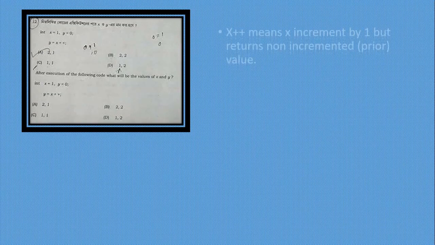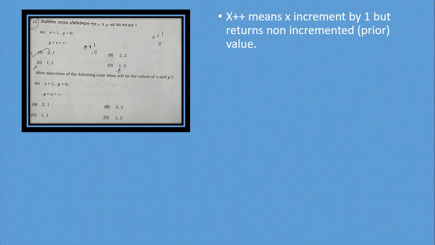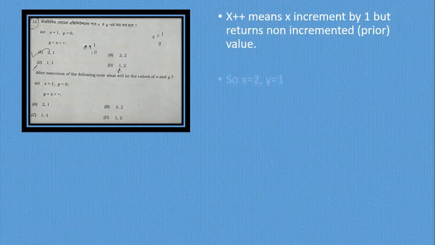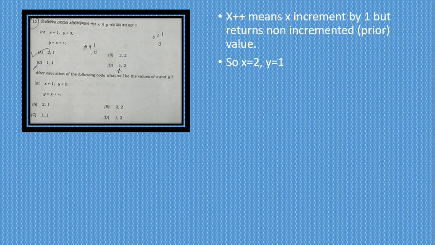After execution of the following code, what will be the values of x and y? First, x equals 1, y equals 0, y equals x plus plus. Here, post increment of x, that is, x is incremented by 1 but returns the previous value. So, x equals 2 but y equals 1. So, the right answer is option A, 2, 1.